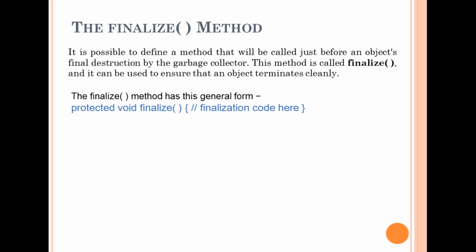The finalize method has this general form: protected void finalize(). Here the keyword protected is a specifier that prevents access to finalize by code defined outside its class. This means that you cannot know when or even if finalize will be executed. For example, if your program ends before garbage collection occurs, finalize will not execute.